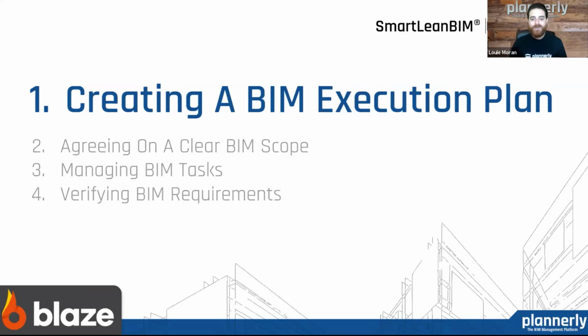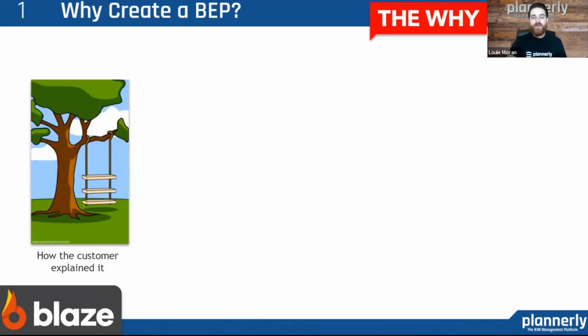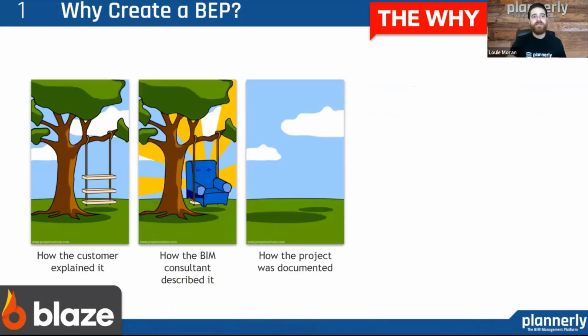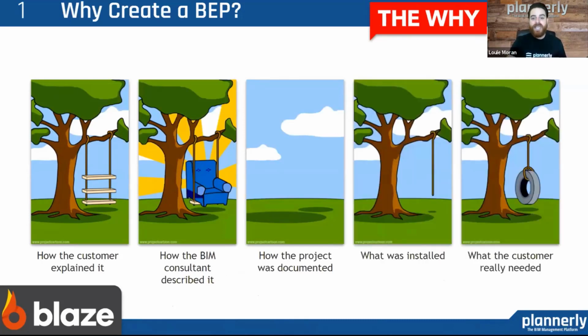So let's get started with creating the BIM execution plan. We first need to understand why we want to create a BIM execution plan. As you can see from the images here, there's some misinterpretation, there could be some miscommunication: how the customer explained it, how the BIM consultant described it, what was actually installed. And then at the end, we realized what we actually just needed was a rope and a tire. There's a lot of miscommunication that can happen, and this is just an example of one of those.